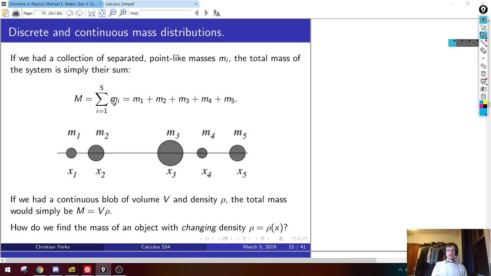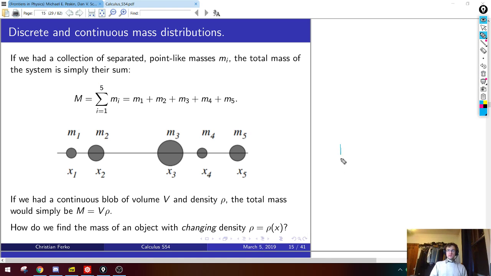Suppose you wanted to get the total mass of a collection of discrete point masses. So you just have a bunch of point masses on a line, m1, m2, m3, m4, m5. The way to get the total mass is fairly obvious, right? You simply add up the sum from i equals 1 to 5 of all of the mi's. You add up masses. So that's one answer. This gives us the total mass of a system that is discrete.